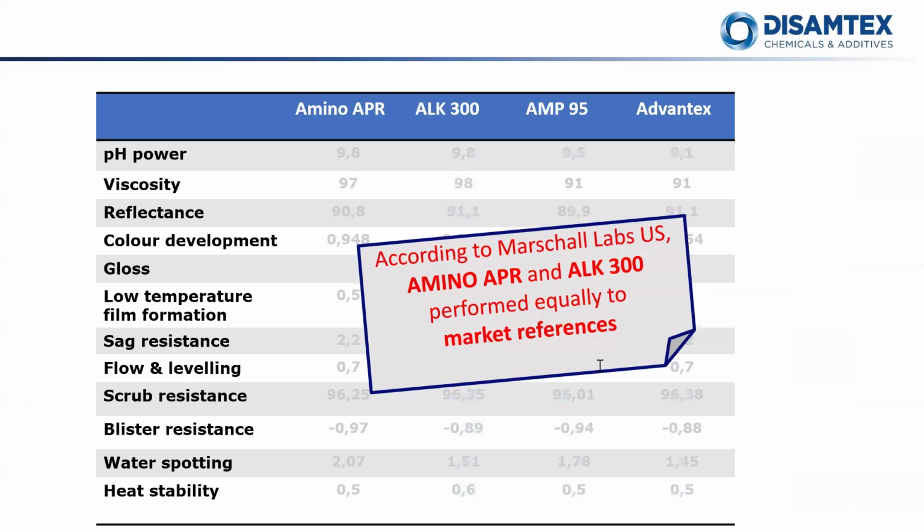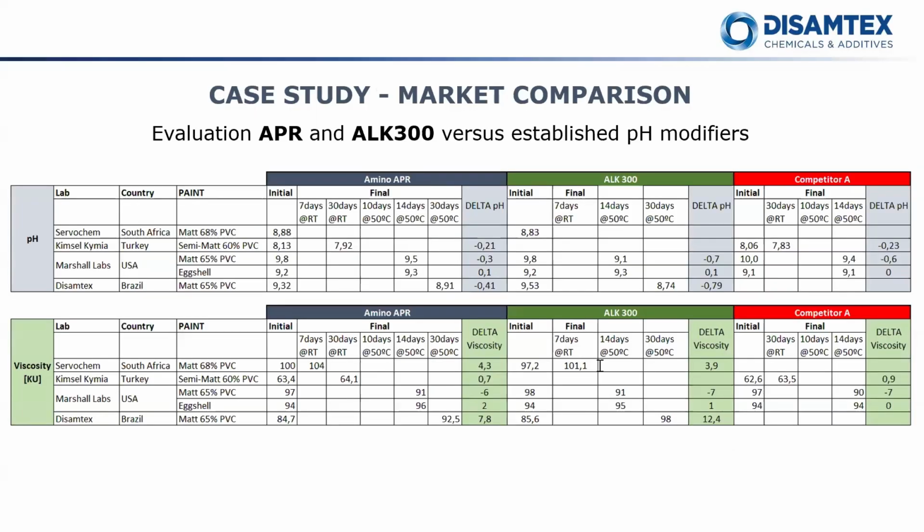And not only that, Disamtex has also commissioned tests in other laboratories trying to figure out how the products behave in other conditions in other parts of the world. So lab trials were also carried out in Turkey, South Africa, and here in Brazil, and the results were not a surprise. APR and ALK 300 are indeed good players on the pitch.